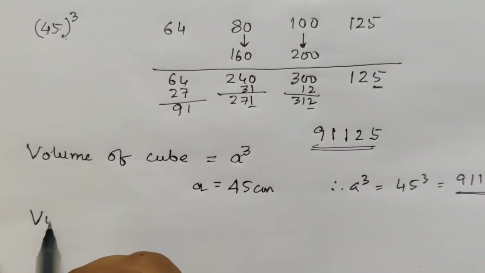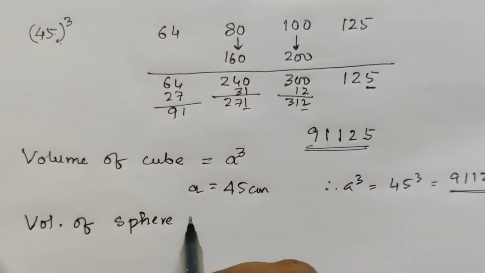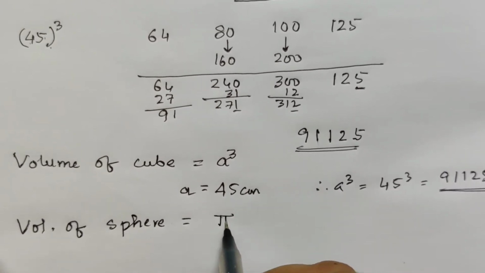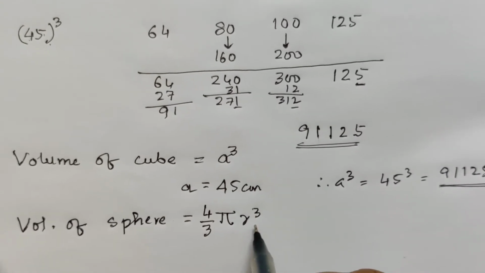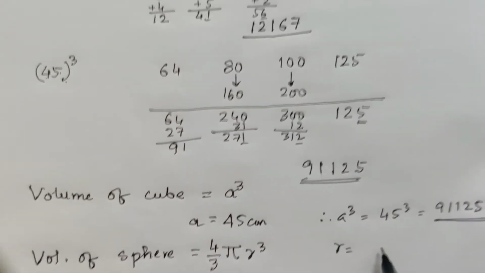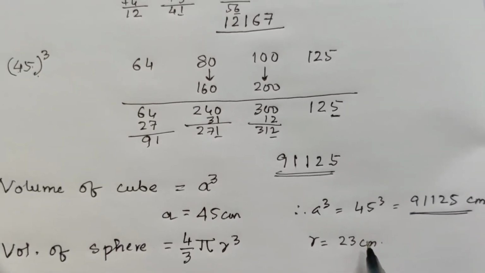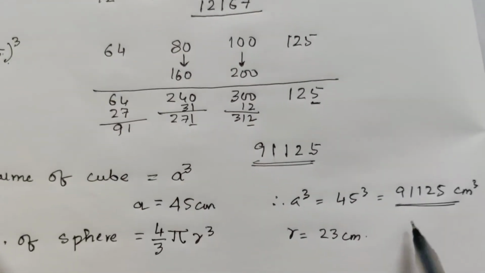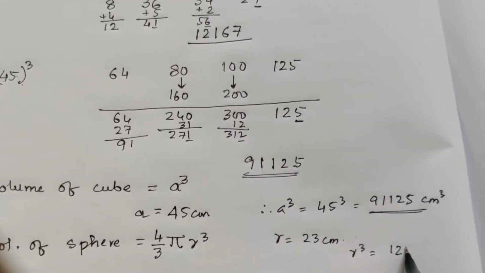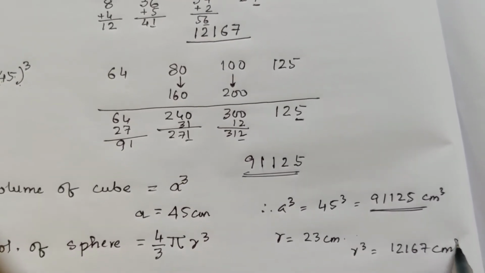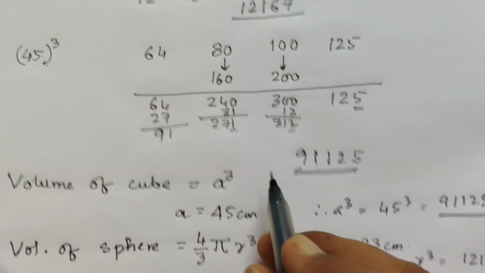To find the volume of a sphere, here also you have to use this: 4 by 3 pi r cube. Here also r. If r given is 23, then first you have to find the cube of r, which is 12167 cubic centimeter. And 4 by 3 into pi, whatever the pi is, 22 by 7. So these are the ways.